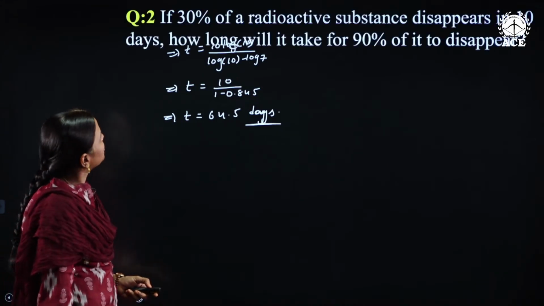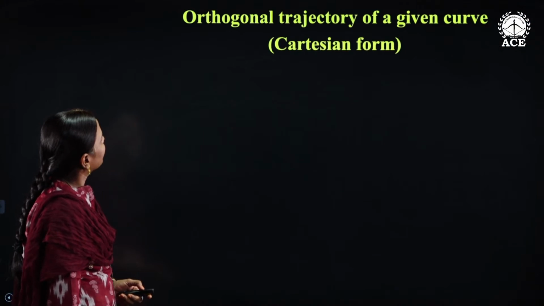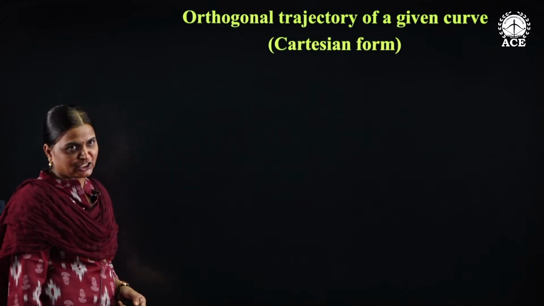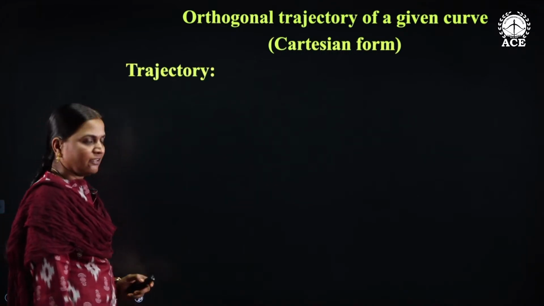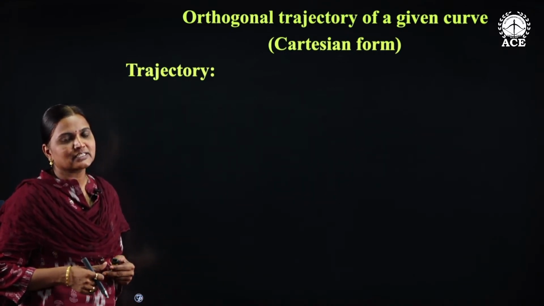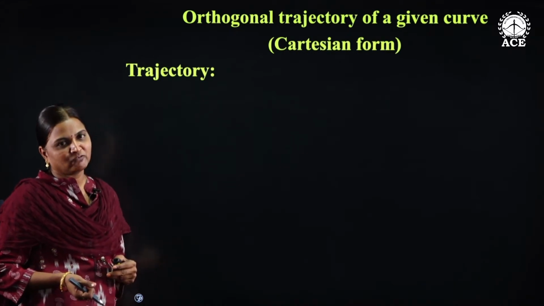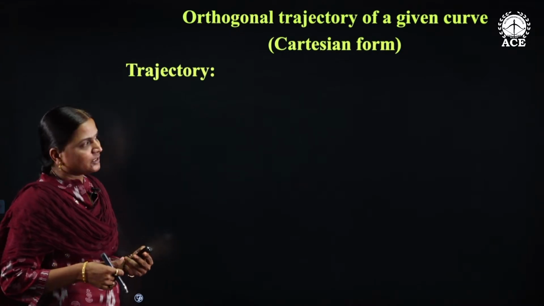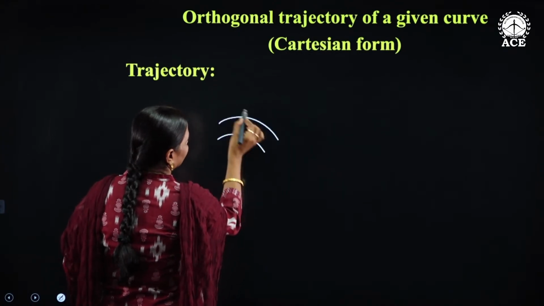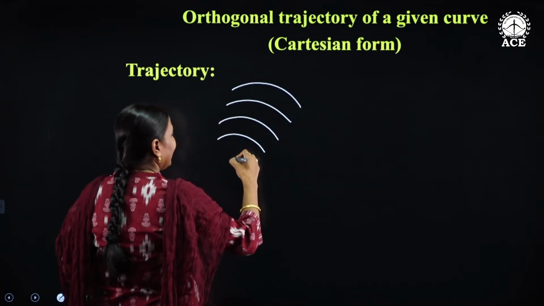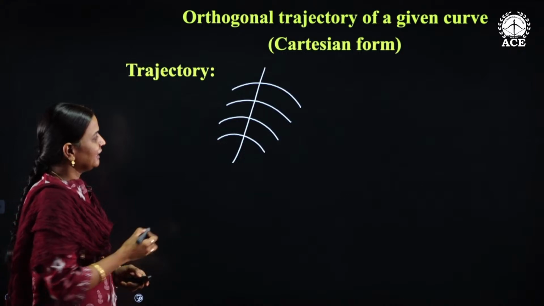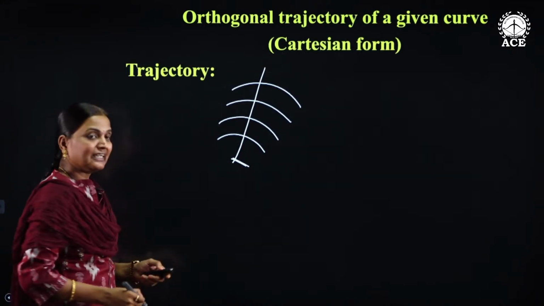Okay. Next, orthogonal trajectory. For the orthogonal trajectory of a given curve, we have only the Cartesian form. First of all, what is the trajectory? Definition of trajectory. Simple definition: a curve which cuts every member of a given family of curves. Suppose we take these are the curves. A curve which cuts every member of a given family of curves with a fixed rule, then this curve is called the trajectory.